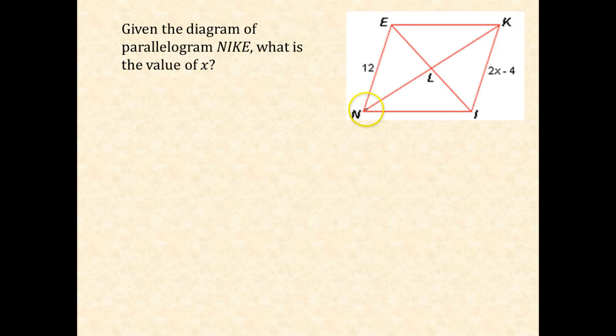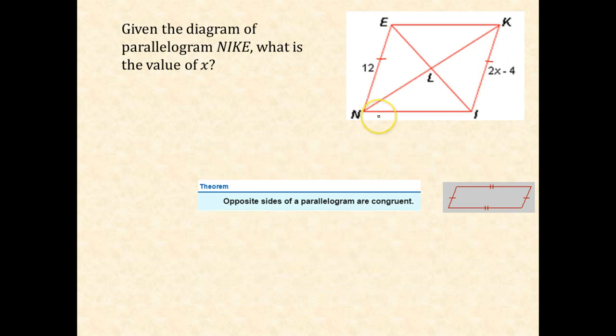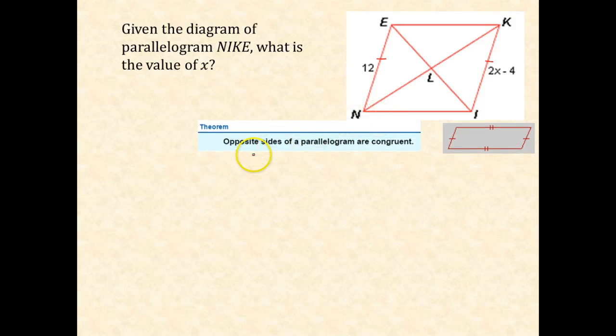Given the diagram of parallelogram NIKE, what is the value of x? Let's see, what theorem can I use here? I've got EN is 12 and KI is 2x minus 4, and these are opposite sides, and I know that opposite sides are congruent. That will help me. So I'm going to use the fact that opposite sides of a parallelogram are congruent. That means they have the same measure. That means that 12 is equal to 2x minus 4.